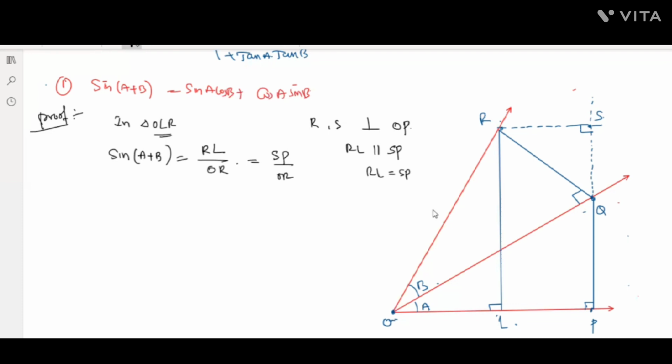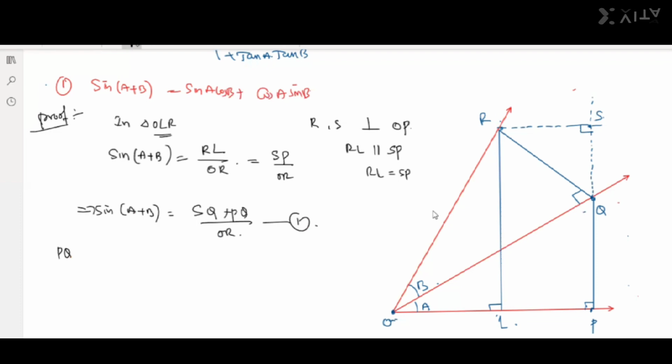So what is meant by SP here? SP we can write as SQ plus PQ, divided by OR. Let it be equation 1. So let's find out what SQ is and what PQ is.